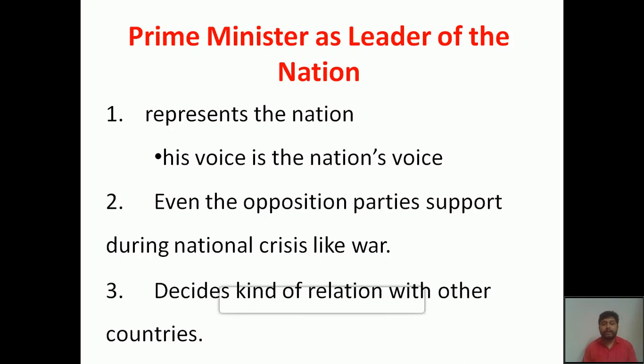Third one, decides kind of relation with other countries. So it's a responsibility, or a duty, or a power of the Prime Minister to decide the relation with other countries, even neighboring countries or any other nation. So if the Prime Minister decides that another country is our enemy, then for the nation that country will be an enemy. If the Prime Minister decides that we have to have a friendly relation with one nation, of course we must consider that country as our friend. So decides kind of relation with other countries.